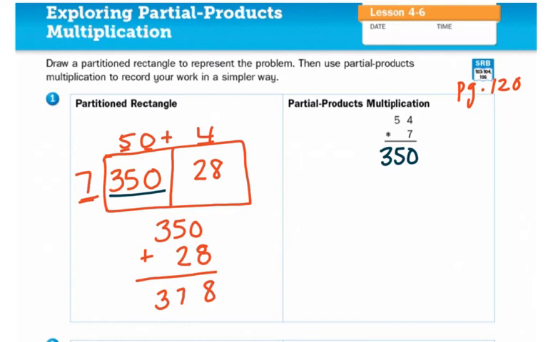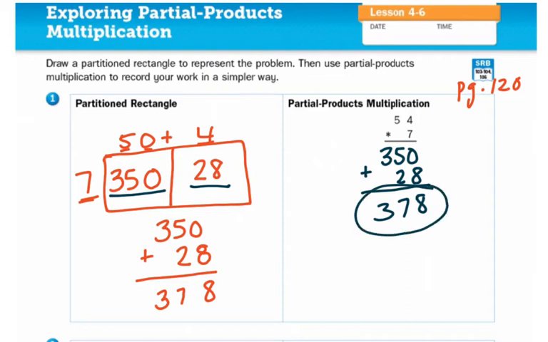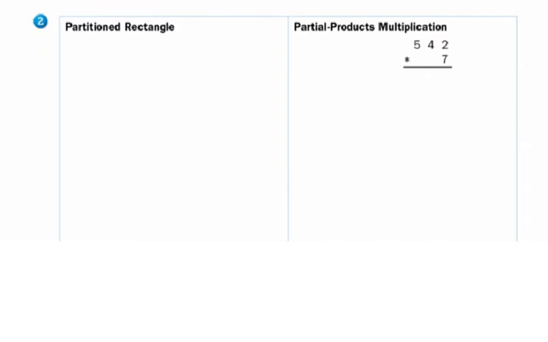Now I take the 7 times the 4. 7 times 4 is 28. I will add those two numbers together. And guess what? I get the same product. So it is the exact same thing as partitioning, except it condenses it and makes it a little bit quicker to do. Let's try some more problems.